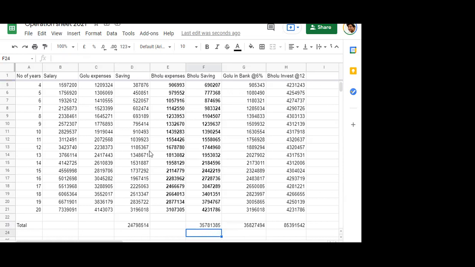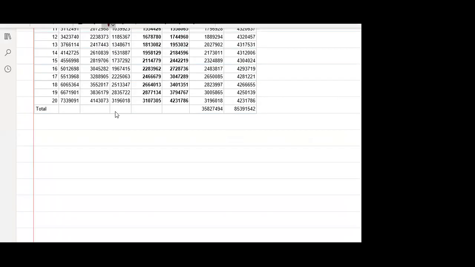Okay. So I can say that after 2 years, the saving of Golu and Bholu, the saving of Golu is what? Tell me. I'll just write it over here. 2 crore 50 lakh. Around 2 crore 50 lakh, yes or no? So I will just write like this.